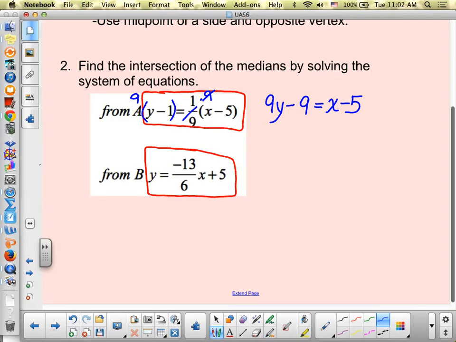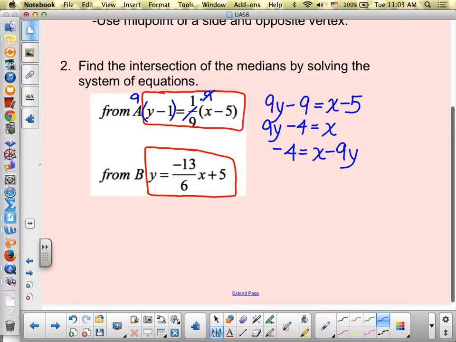You know what, now I'm going to move it into standard form. I'm going to bring my 5 over, so I'm going to add 5 on both sides. I'm going to bring my 9y's over, so negative 4 is x minus 9y. Okay, so that's my new first equation, a little bit easier to work with.